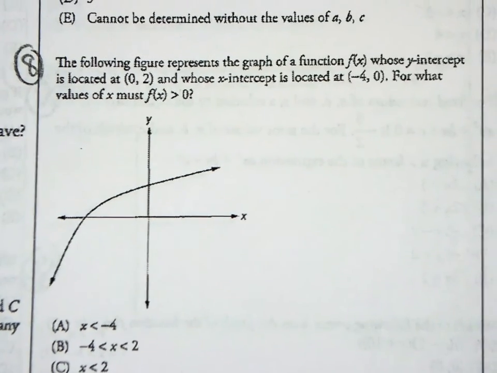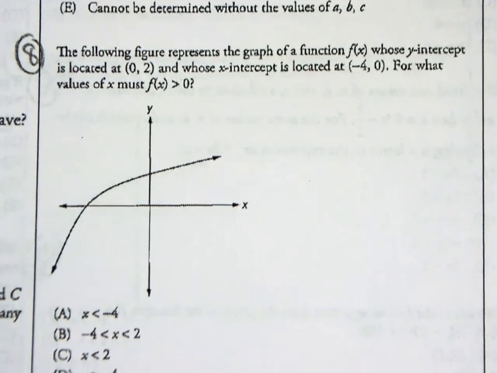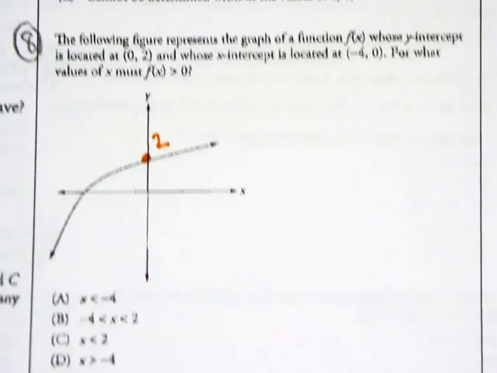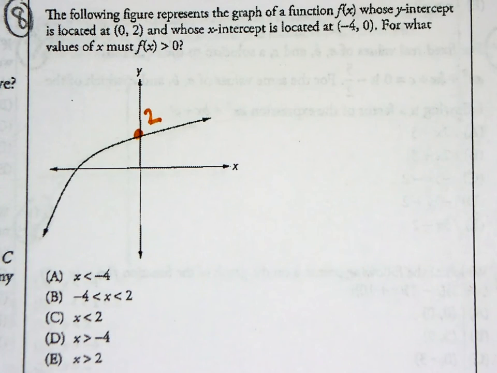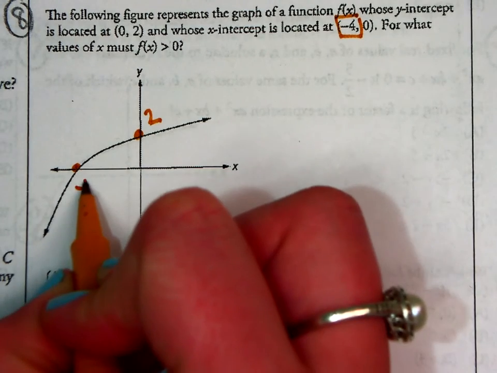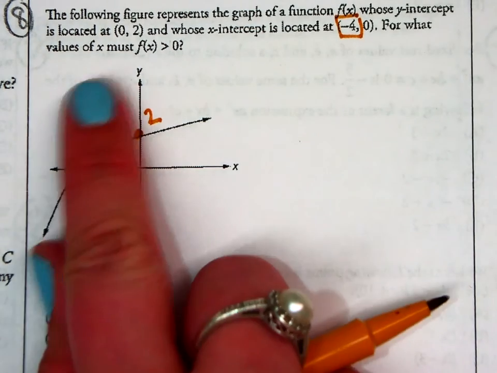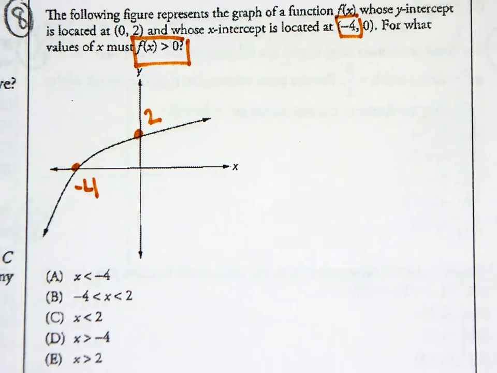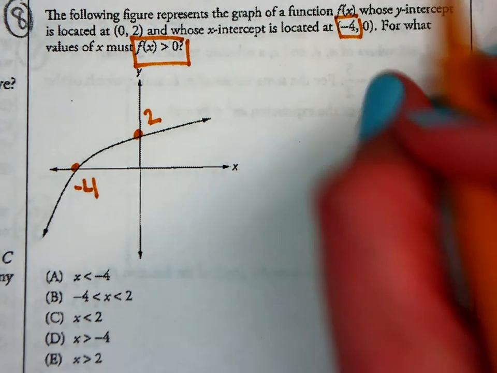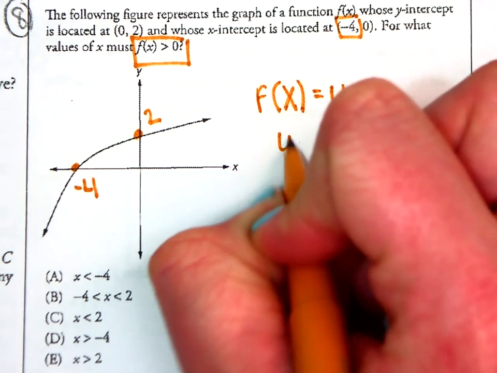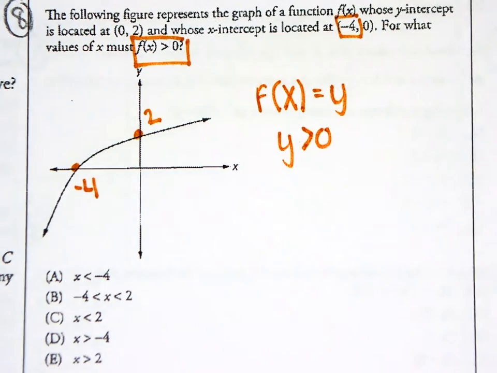On number 8, which of the following represents the y-intercept located at 0, 2? So 0, 2, that means that this location is 2. And it says whose x-intercept is located at negative 4, so that means that this location is negative 4. We're looking for what values of x must be greater than 0. So we're looking for the values of y, basically f of x. So remember when it says f of x, that is the same thing as y. So we are actually looking for y values that are greater than 0.